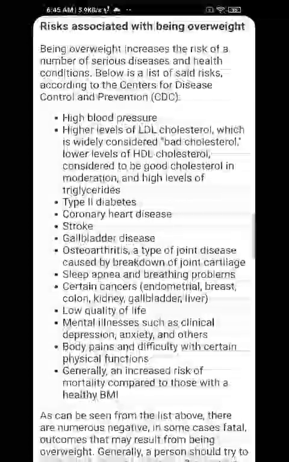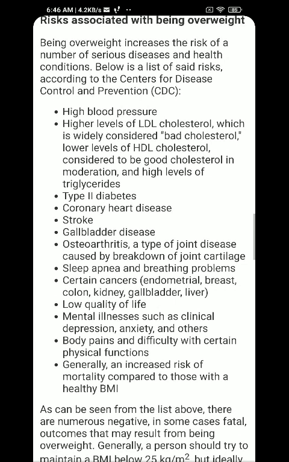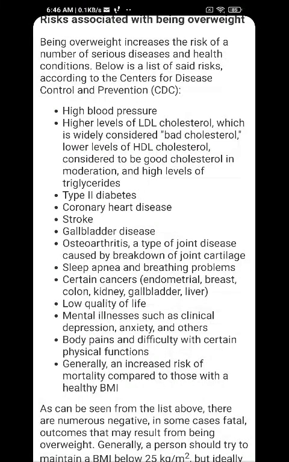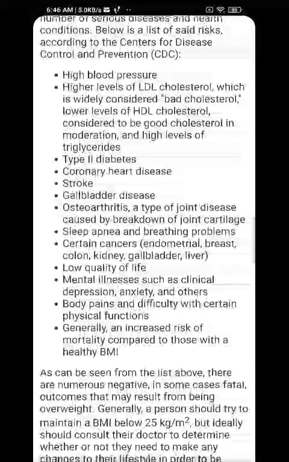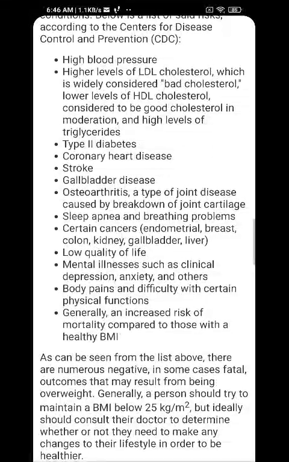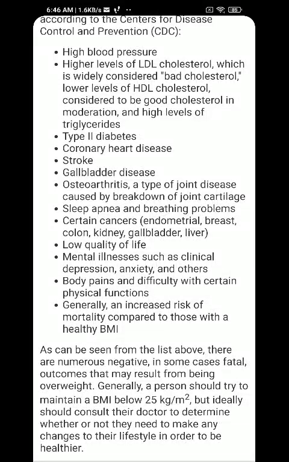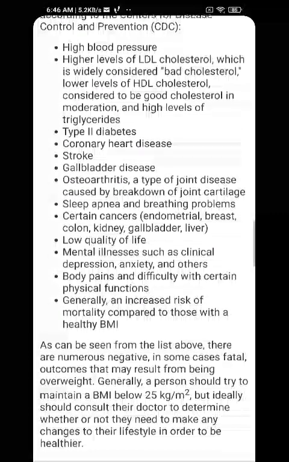Type 2 diabetes, coronary heart disease, stroke, gallbladder disease, osteoarthritis, a type of joint disease caused by breakdown of joint cartilage, sleep apnea, and breathing problems. Certain cancers: endometrial, breast, colon, kidney, gallbladder, liver. Low quality of life, mental illnesses such as clinical depression, anxiety, and others, body pains, and difficulty with certain physical functions. Generally, an increased risk of mortality compared to those with a healthy BMI.